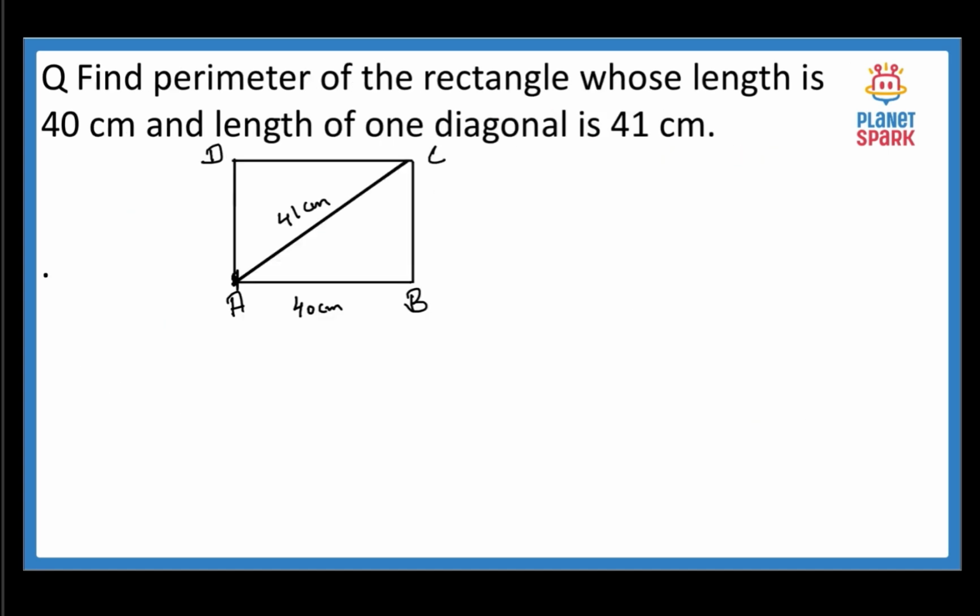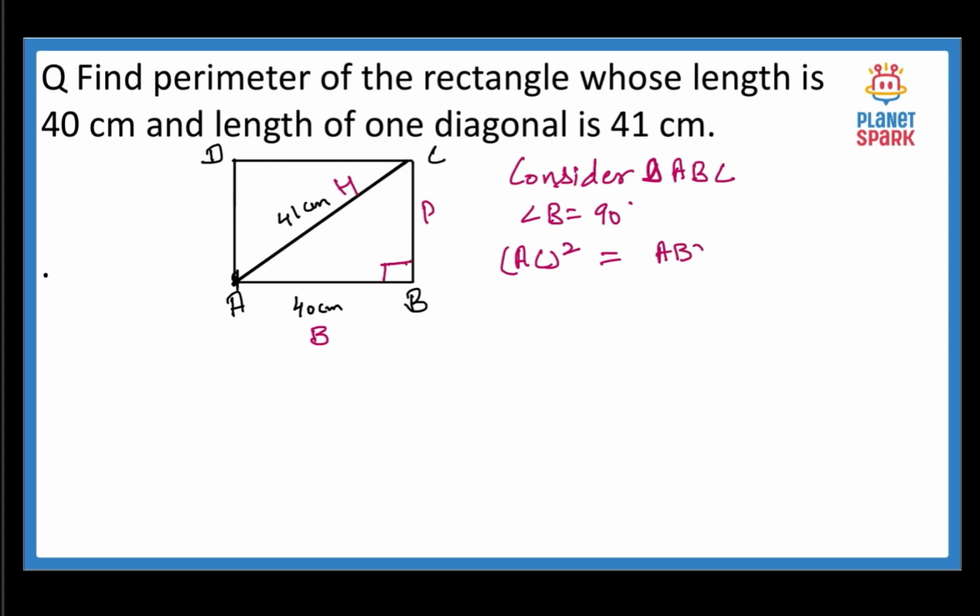Find the perimeter of a rectangle whose length is 40 centimeter and one of the diagonals is 41 centimeter. Now in the figure you can see a rectangle. Now the diagonal of the rectangle divides it into two triangles. ABC is definitely a right angle triangle because, as we know, each angle of a rectangle is a right angle, so angle B is 90 degree. Now since ABC is a right angle triangle, applying Pythagoras theorem to it, hypotenuse is AC, perpendicular is BC and AB is my base.